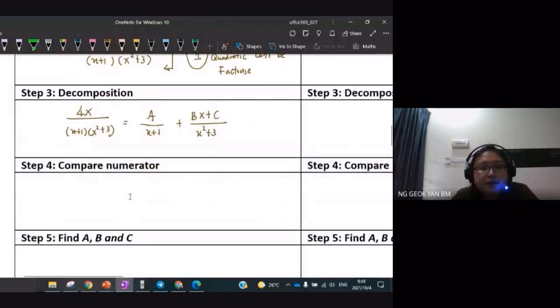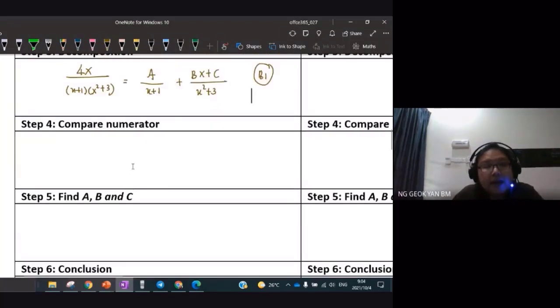Okay, so step 3, decomposition. So the first mark will be given here. I already said that, first mark. Okay, secondly, di sini kena hati-hati. This is why I say that where the common mistake always occurs is step 4 for this situation. Okay, be careful with it.